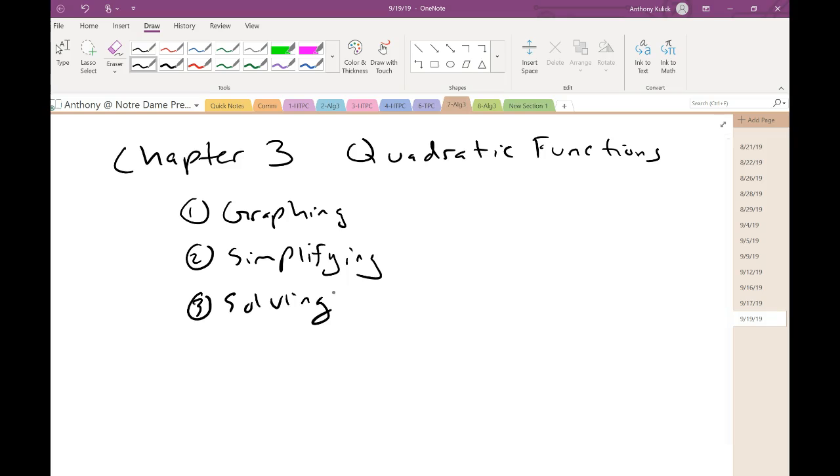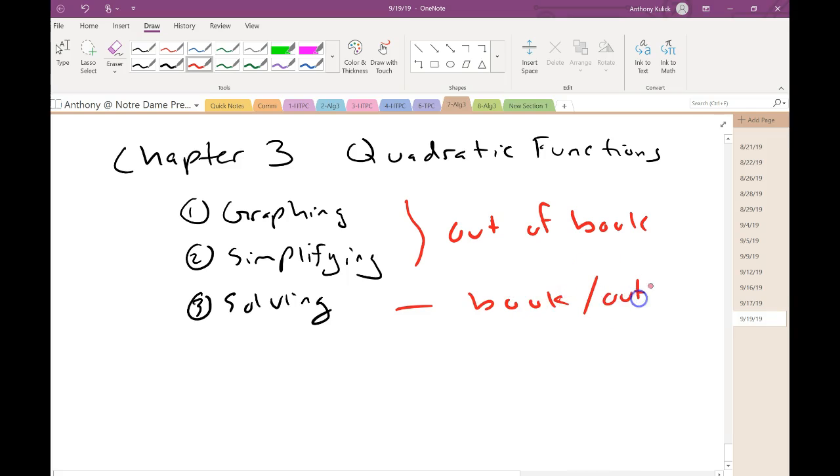How do we graph this function? How do we simplify an algebraic expression involving this function? And then how do we solve an equation involving this function? So some of this stuff we're probably going to be out of the book on. And then some of this stuff will be in the book on. But some of that, even some of that solving stuff, will be doing kind of things from both areas.